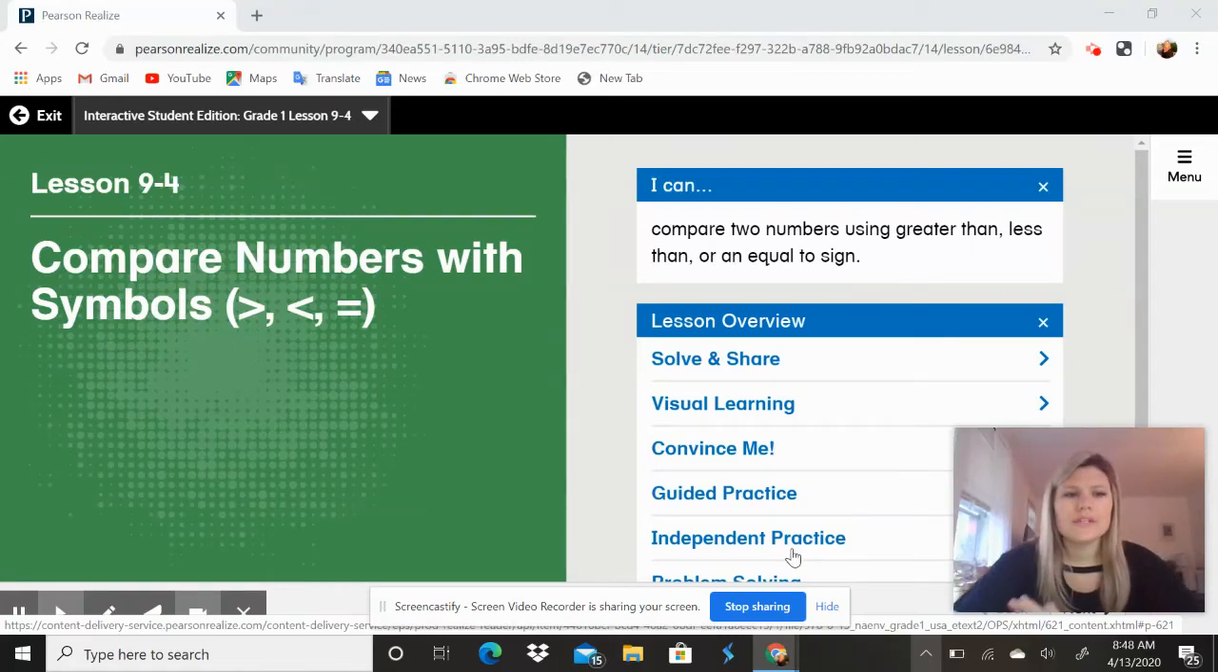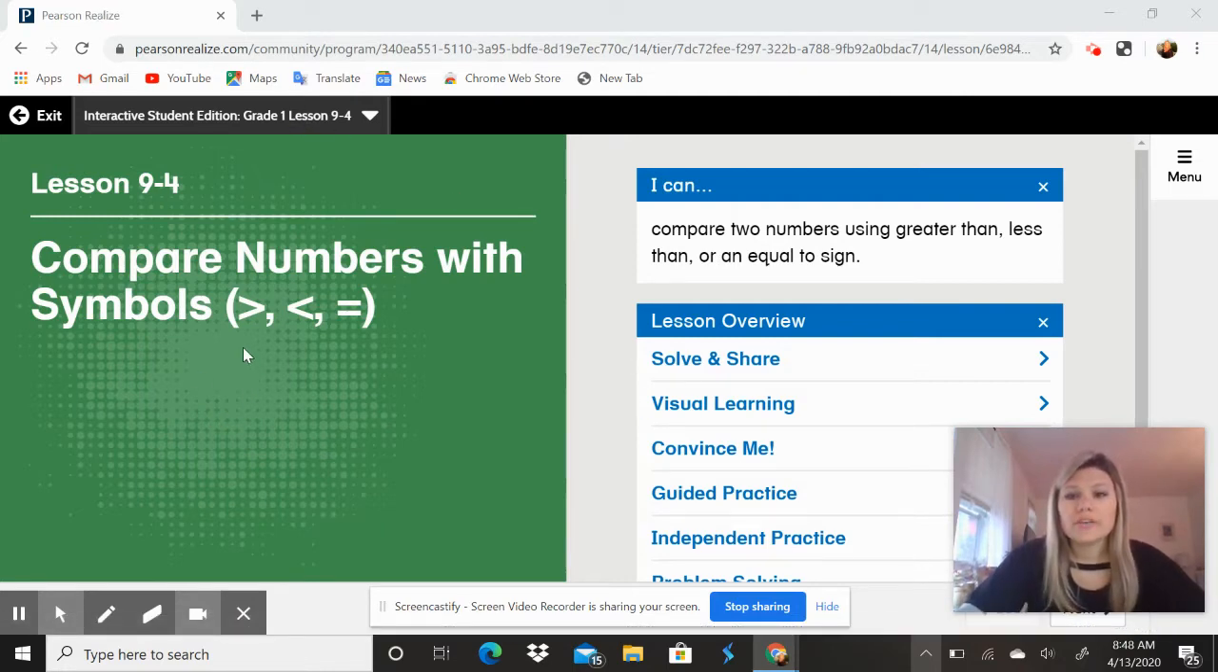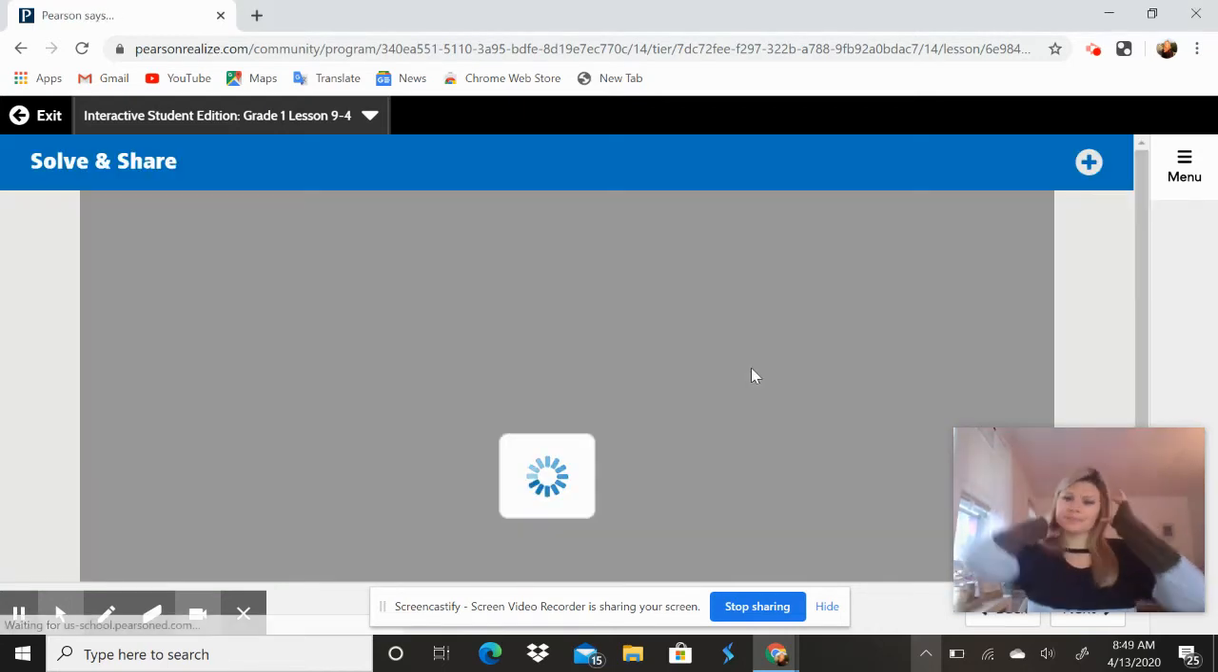So today we're going to be working on 9-4. We're going to compare two numbers using the greater than, the less than, and the equal sign. Okay, so let's look at the solve and share.